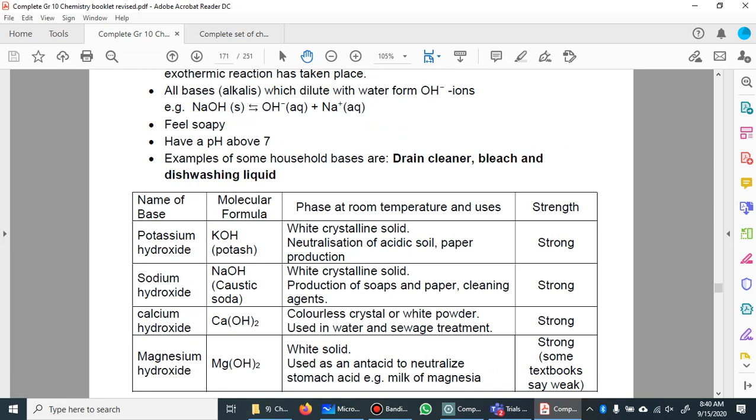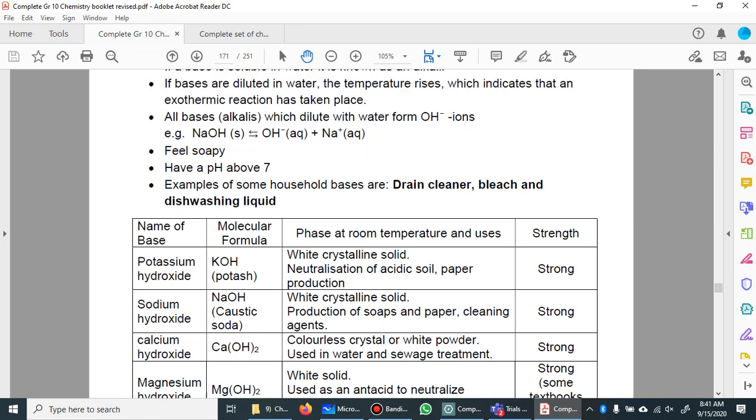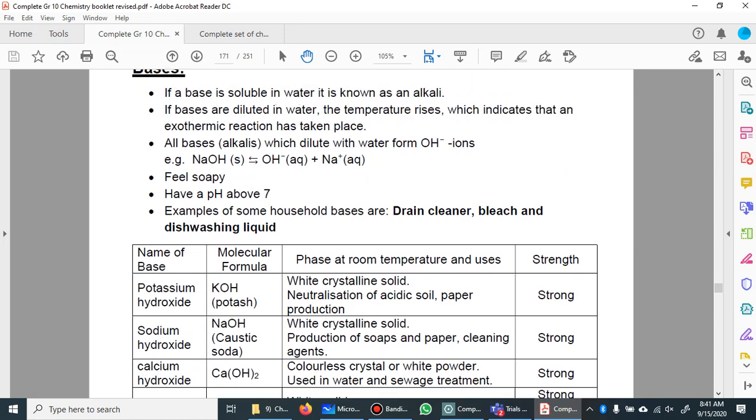Okay, magnesium hydroxide, you can write strong. I've made a note here, but just ignore that. Okay, you can write that's a strong one as well. Actually, before I show you that one, do you know where magnesium hydroxide is used? Sorry, I don't know if anyone saw that.